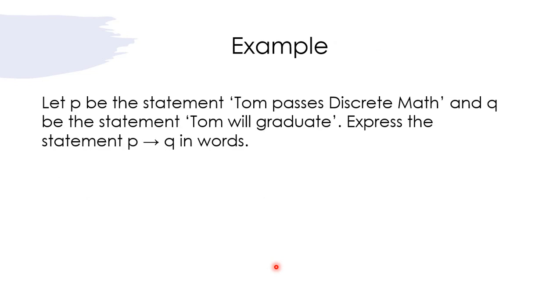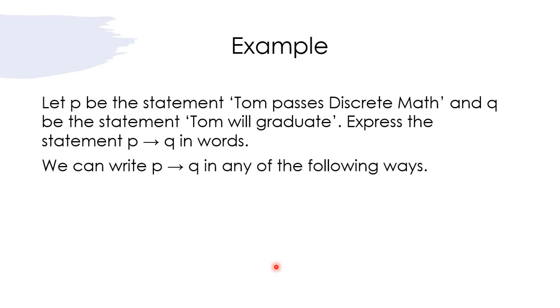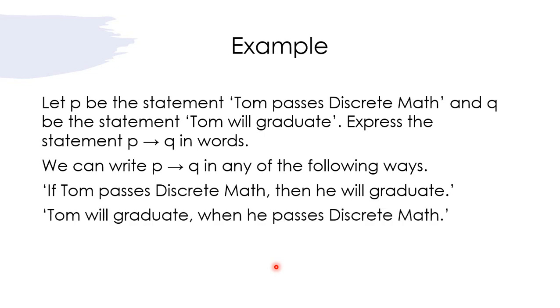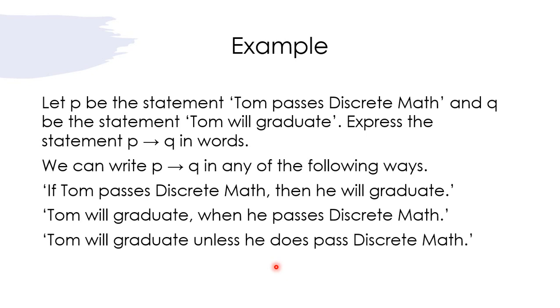So let's look at some examples. Let P be the statement Tom passes discrete math, and Q be the statement Tom will graduate. Express the statement P implies Q in words. So you can use the notes from the previous slide. So we can write P implies Q in any one of the following ways. We can say if Tom passes discrete math, then he will graduate. We could also say Tom will graduate when he passes discrete math. Another way we could say it is Tom will graduate unless he does not pass discrete math.